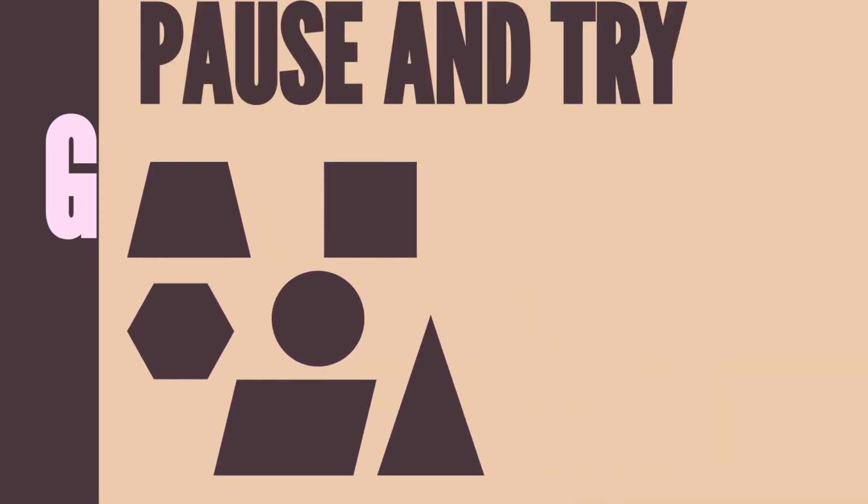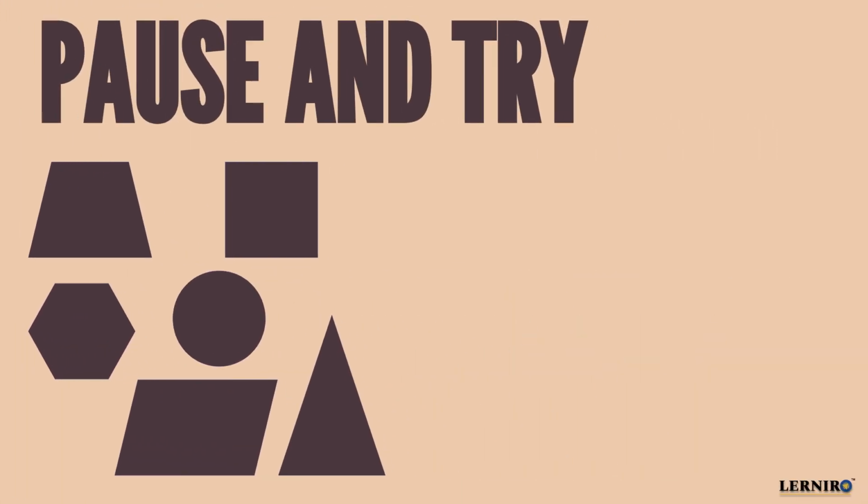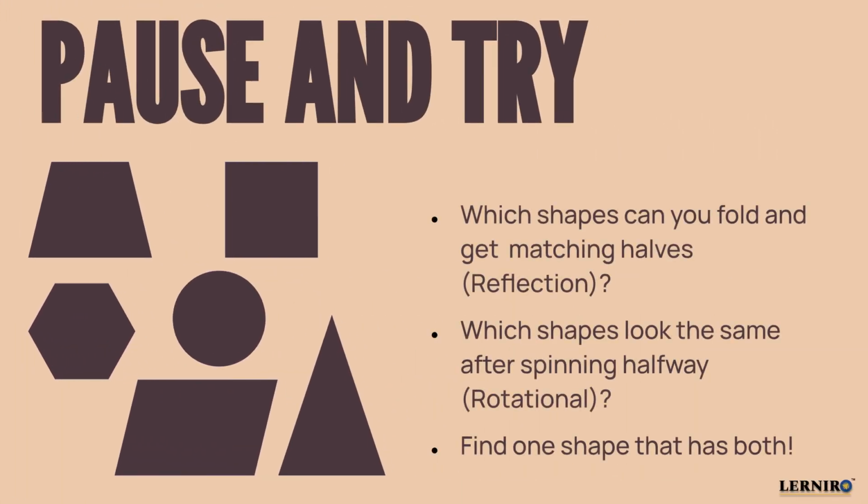Let's practice what we've learned. Look at various shapes on the screen. Which of these can you fold to get matching halves? And which ones look the same when you spin them halfway? Which shape has both?